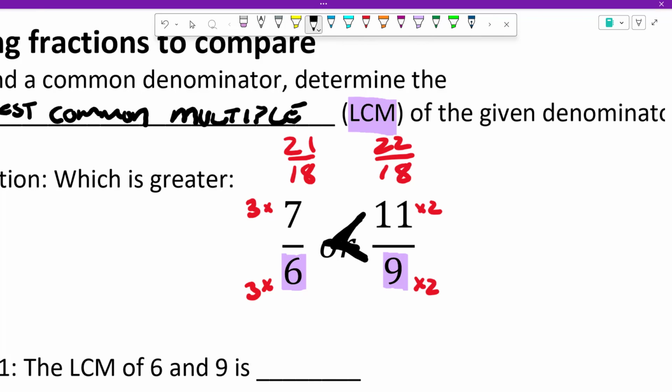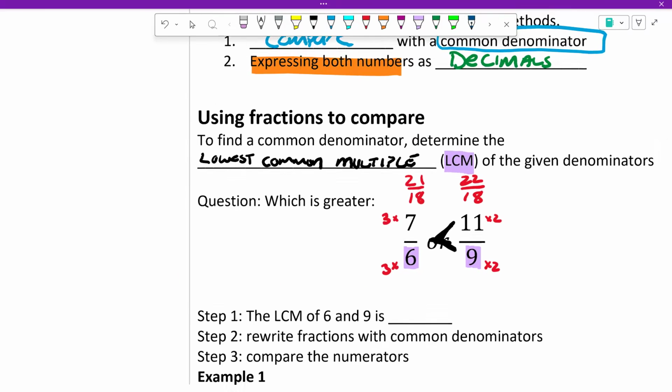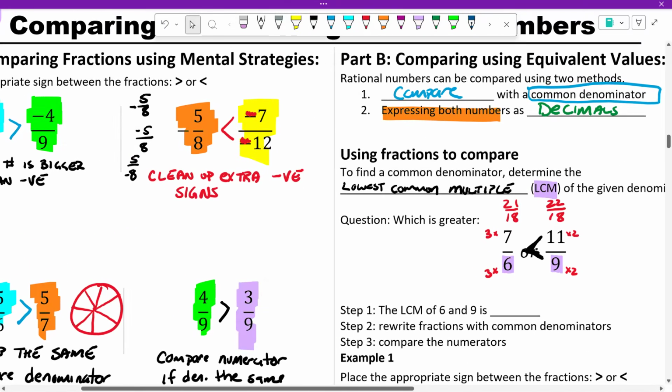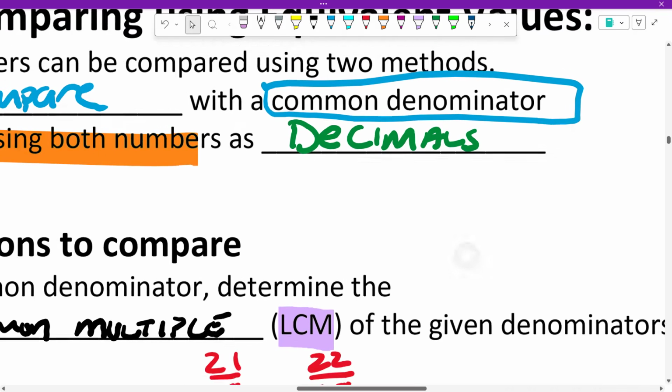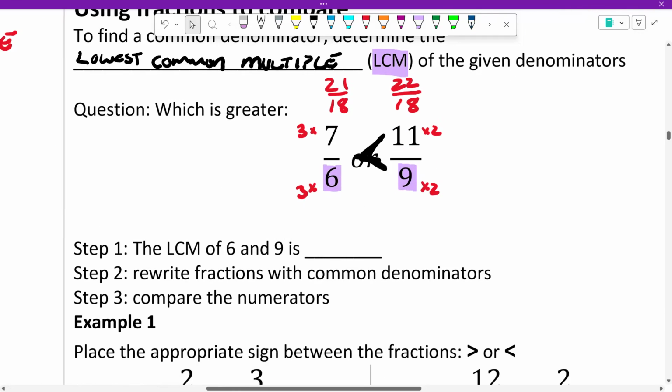So this is one valid strategy. If none of the mental tricks work, right? You could turn both of these numbers to decimals, or you can make both of the numbers common denominators and just compare. Either way. So just filling in some blanks here. The lowest common multiple, which we already did, between 6 and 9 is the number 18, right? Then you compare the top numbers, the numerators.